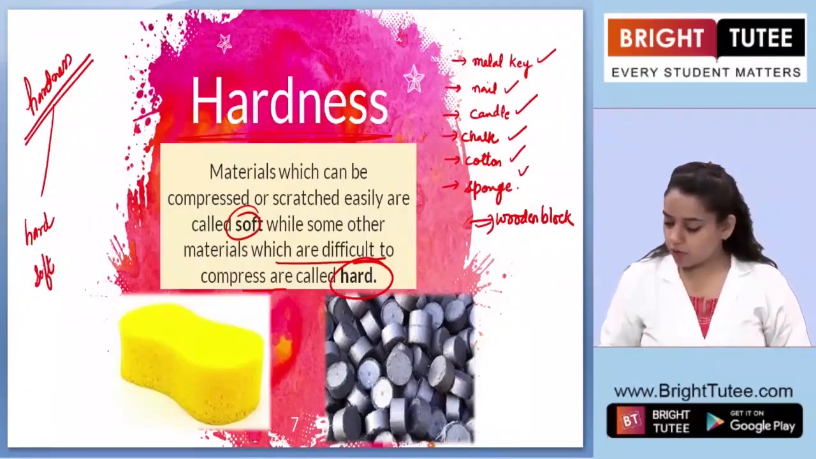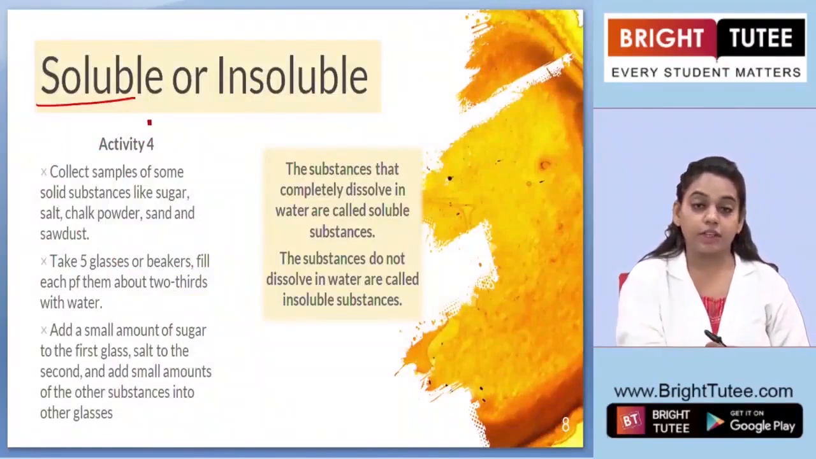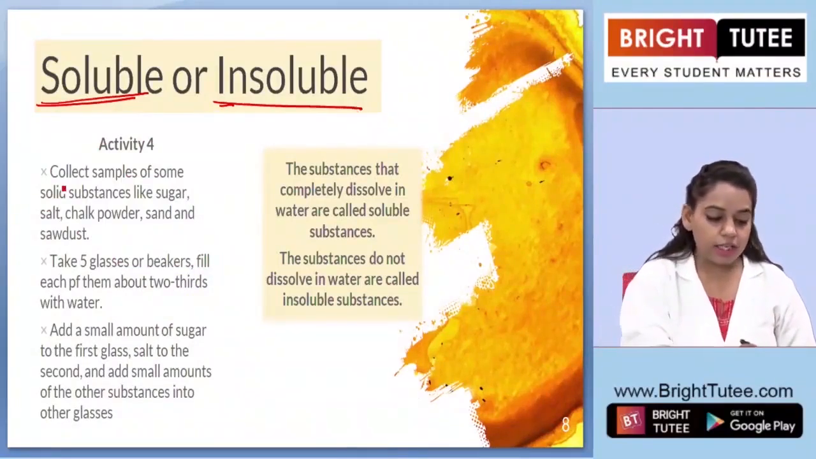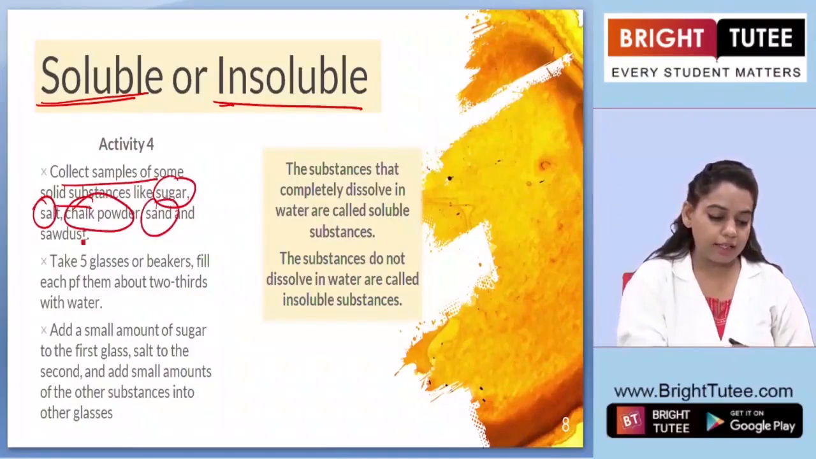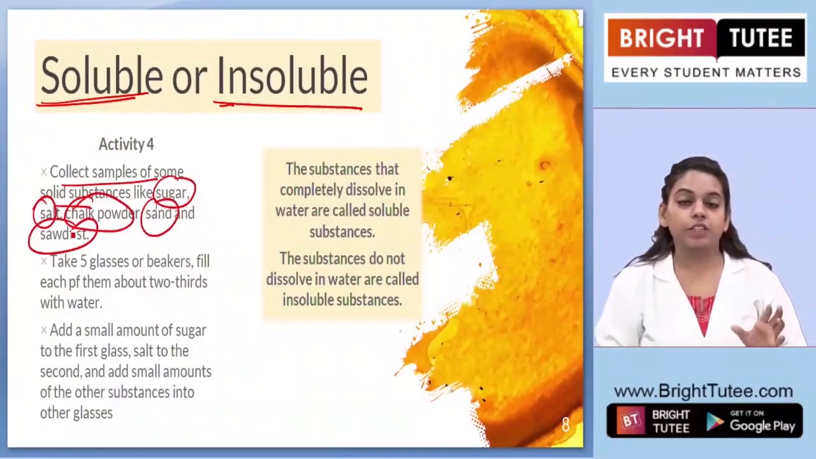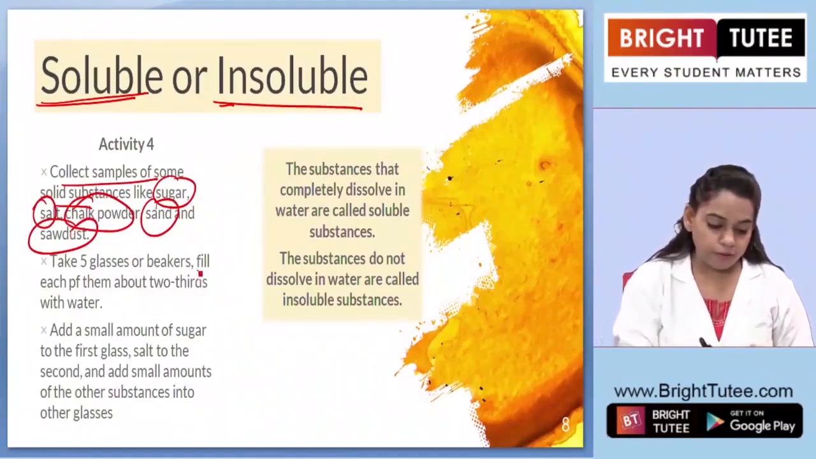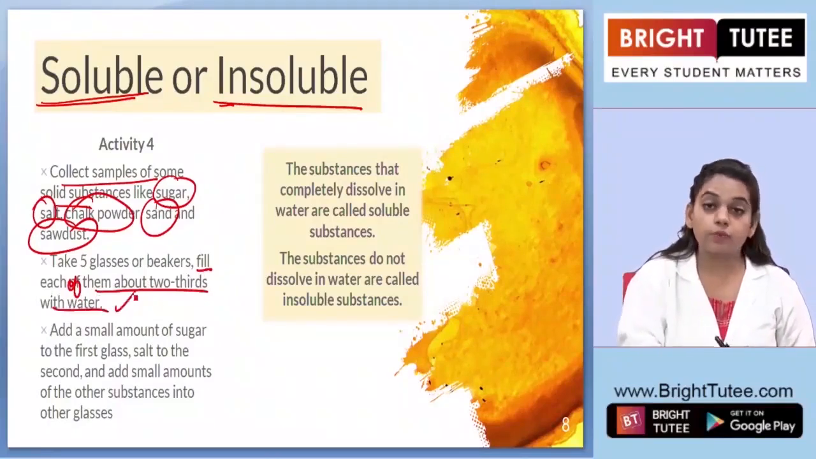Let us now move ahead to the next property of material, which is solubility: whether the material is soluble or insoluble. For this, we will conduct another activity. You will collect samples like sugar, salt, chalk powder, sand and sawdust, and take 5 different glasses or beakers, and fill each of them two-thirds with water.